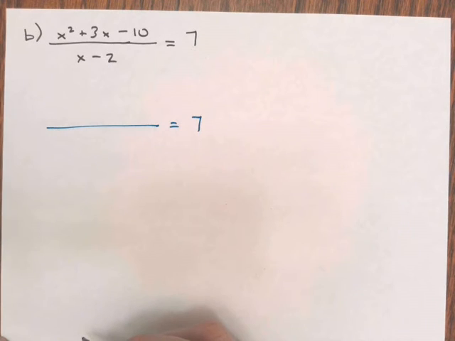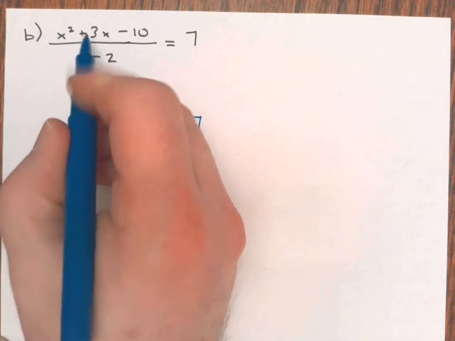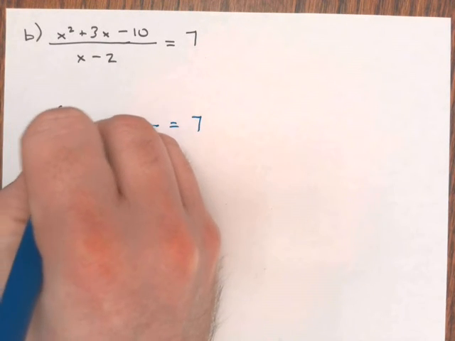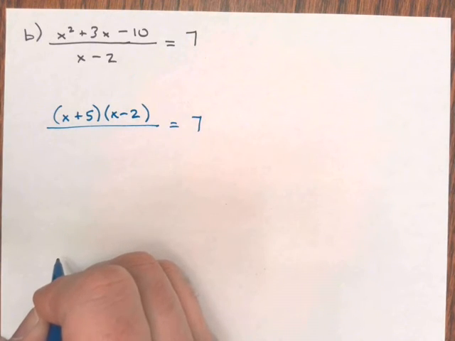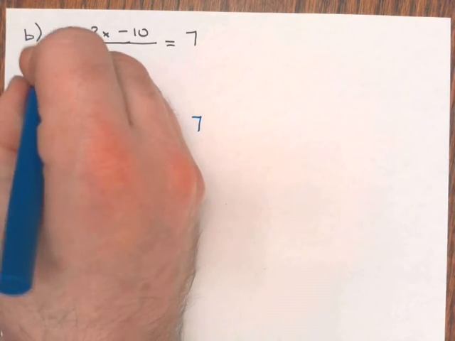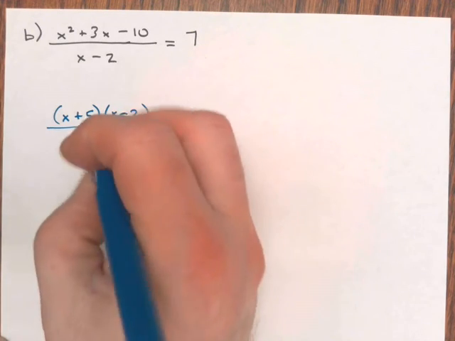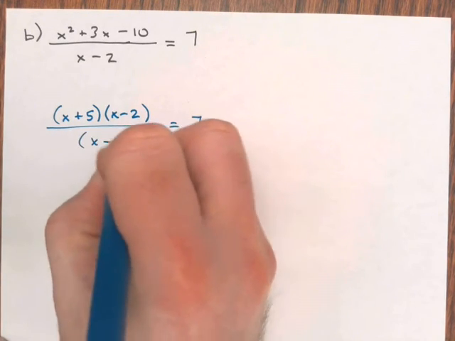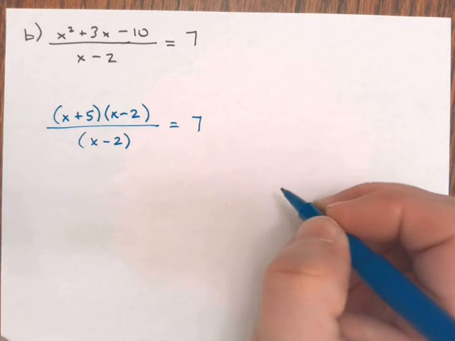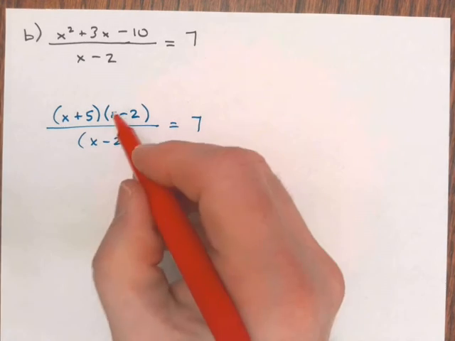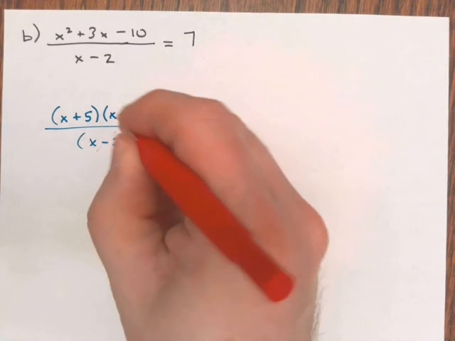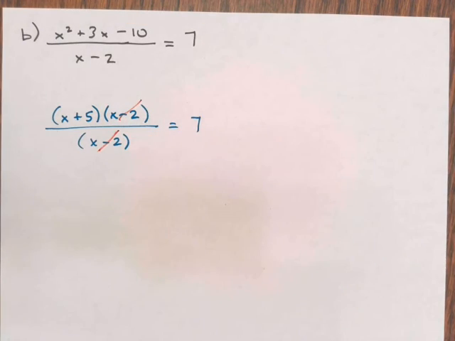In the top, I have 3 terms. I'm going to use that add-multiply method, looking for 2 numbers that add to be 3 and multiply to be a negative 10. Those 2 numbers are a positive 5 and a negative 2. I can use the shortcut because I have a 1 in front of the x squared, so x plus 5 times x minus 2 is how that top would factor. The bottom does not factor at all. I do have a matching x minus 2 on the top and the bottom, so those will cancel.